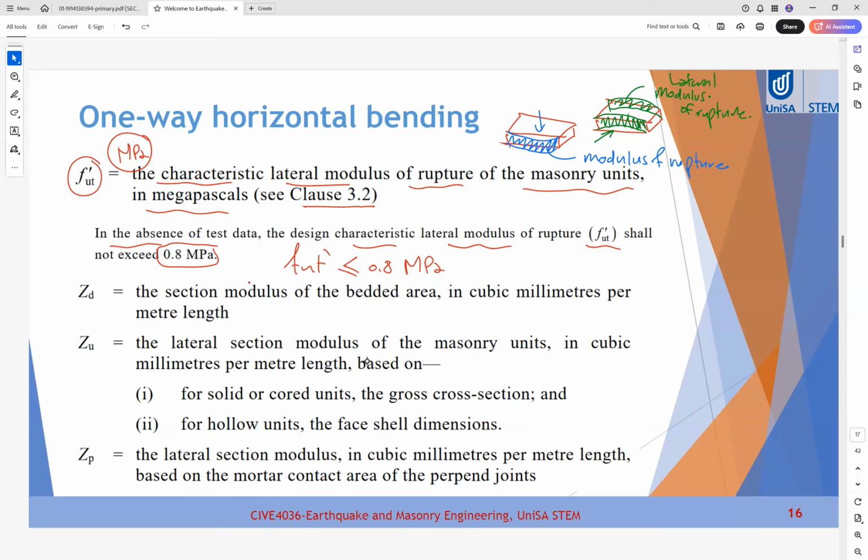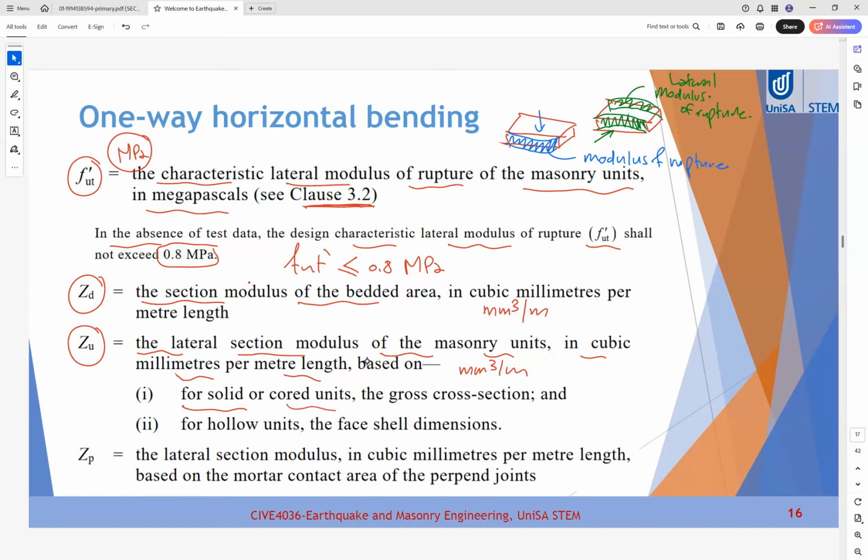This will come from clause 3.2. ZD is the section modulus of the bedded area in cubic millimeter per meter length, so ZD is millimeter cubed over meter. ZU is the lateral section modulus of the masonry unit in cubic millimeter per meter length, so again in millimeter cubed per meter.